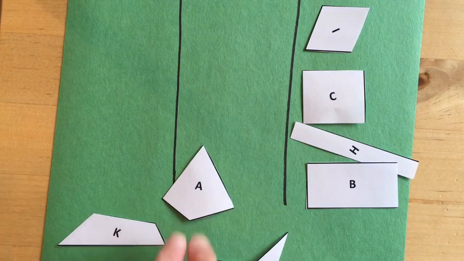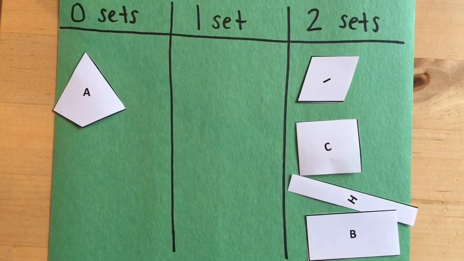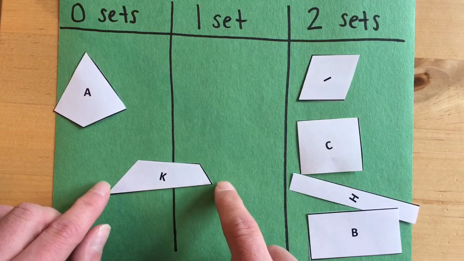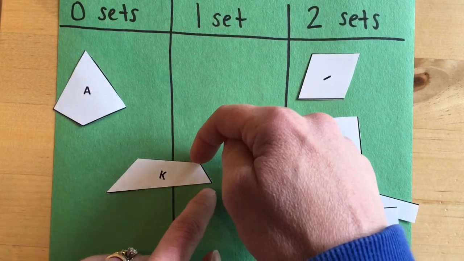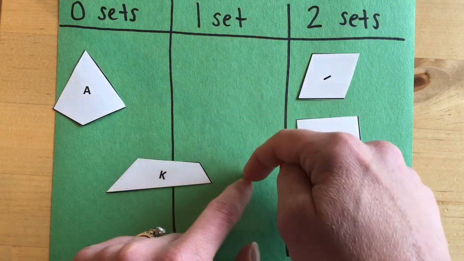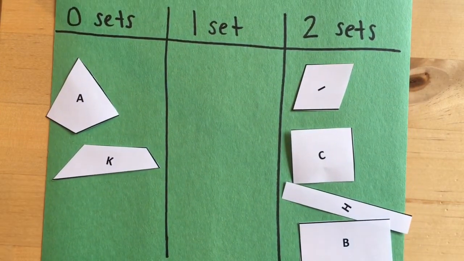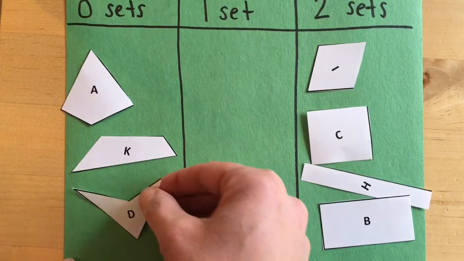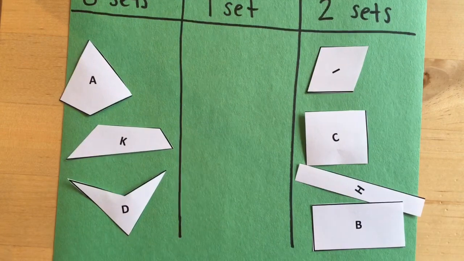Now, if I look at A, I know these lines will intersect, so those are not parallel. I know these lines will intersect, so those are not parallel. So I'm going to go ahead and put that in the 0 sets. Okay, if I look at K, these sides are definitely not parallel, and these aren't either, because these are going to come up, and eventually, if I keep going this way, they're going to cross. So this will be 0 sets of parallel sides. Same thing with D here. You can tell automatically that there's no sets of parallel sides.